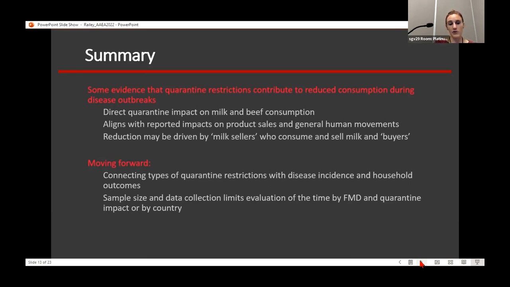This may likely be driven by milk sellers who consume and sell milk and the buyers versus those who are just producing milk purely for their own household consumption. However, moving forward, we'd like to work on better connecting the type of quarantine restrictions with disease incidence and household outcomes, and look at how to strengthen some of these results and their robustness.